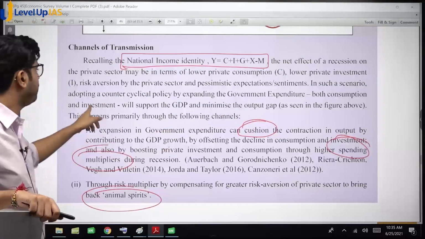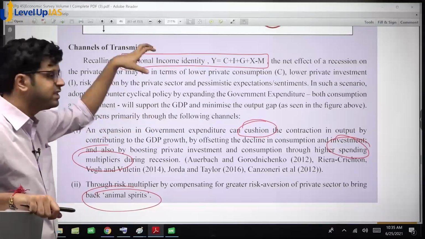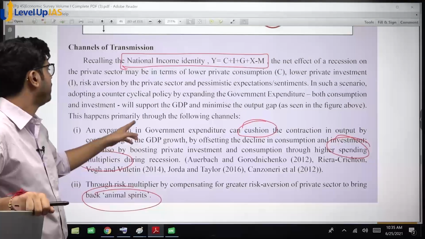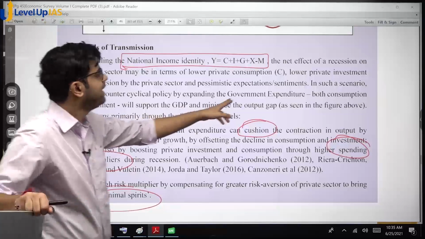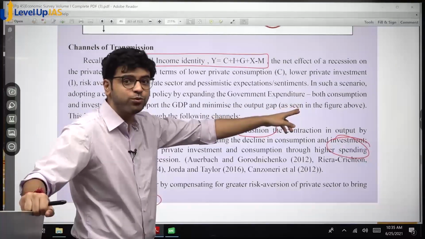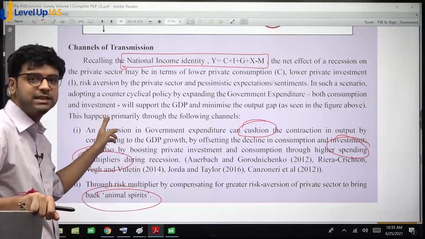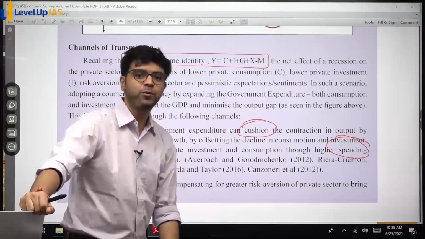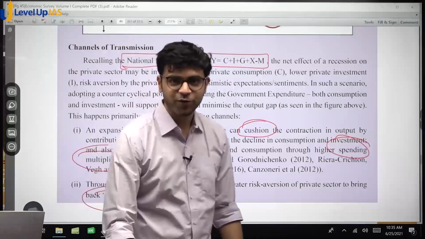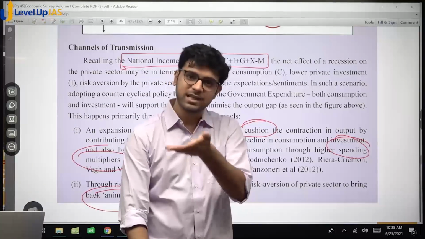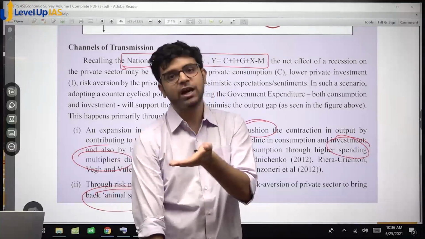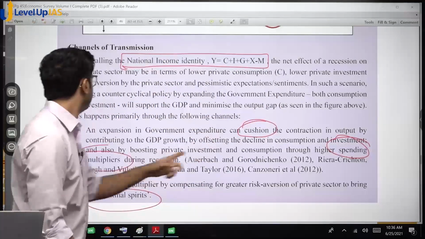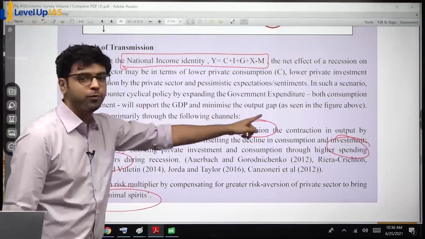In such a scenario, adopting a counter-cyclical fiscal policy, which means when C and I are going down and they have no hope of going up, they don't want to spend. In such a scenario, adopting a counter-cyclical policy by expanding G, and we know G has two parts, both consumption and investment, GC and GI, yes or no, will support the GDP and minimize the output gap. Output gap, because when we fall down from our potential GDP, our potential GDP stays there where we were, and we are falling down. So now we have to cover this first and then we'll go upper, right? Will support the GDP and minimize the output gap.